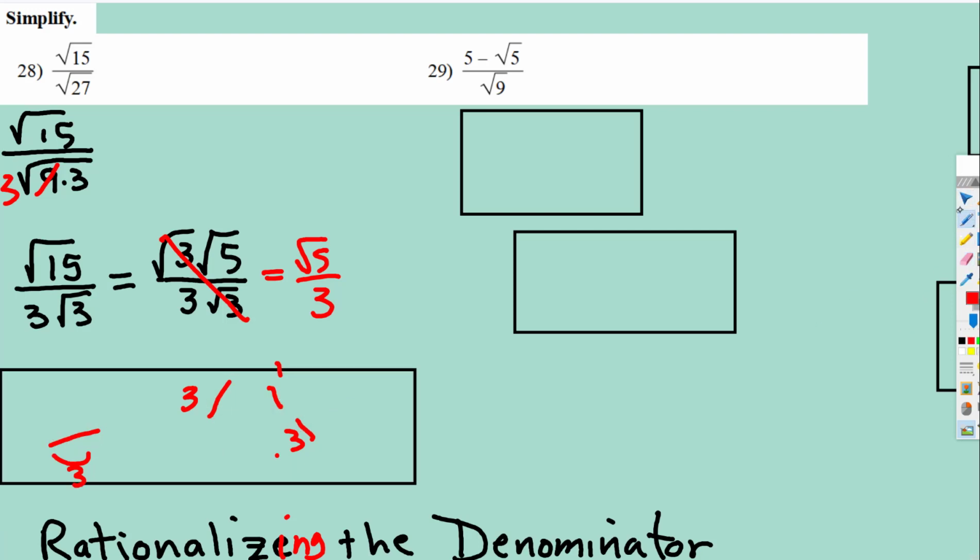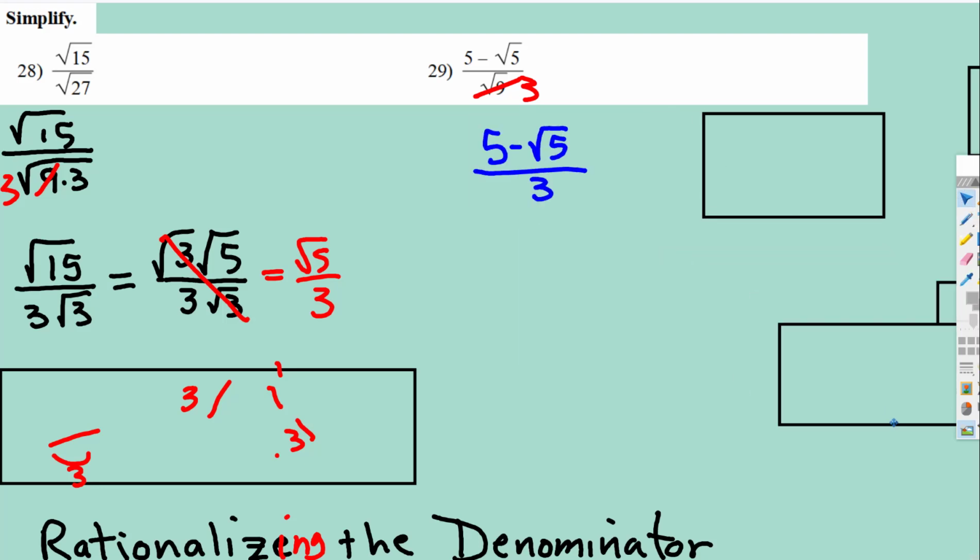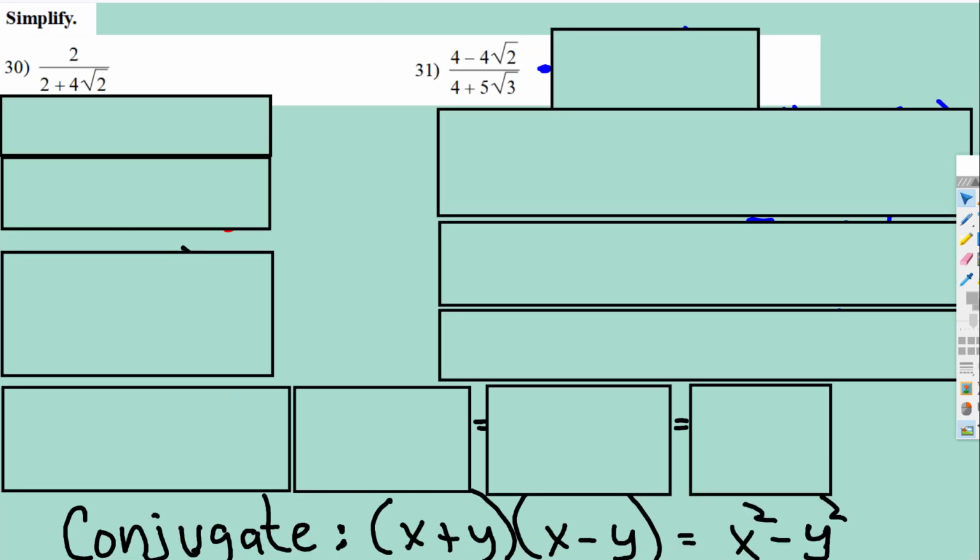All right, so notice what we have here. In the denominator, we have root 9. Well, that's just 3. There's nothing else to do. So if you're paying attention, sometimes that's all the work you have to do.